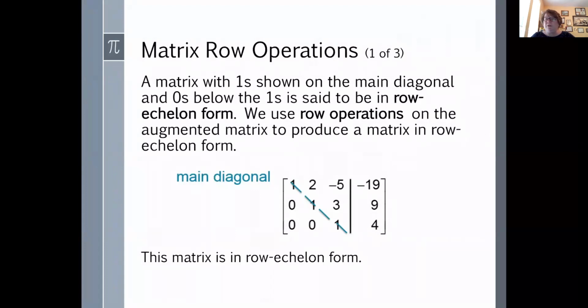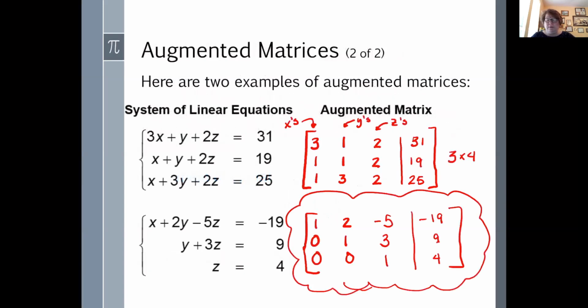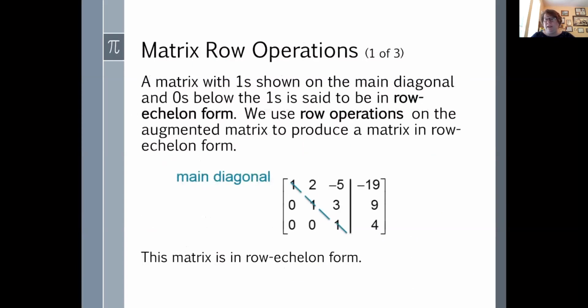We're intending to use matrix row operations to force our augmented matrix into this row echelon form, where the main diagonal, and the main diagonal you start in the first row, first column, and go diagonally downward to the third row, third column. That main diagonal should all be the number 1. And then everything underneath those ones will be zeros. So that's row echelon form.